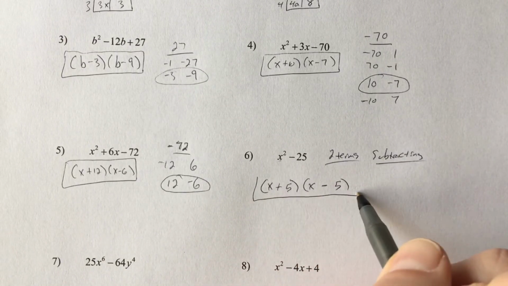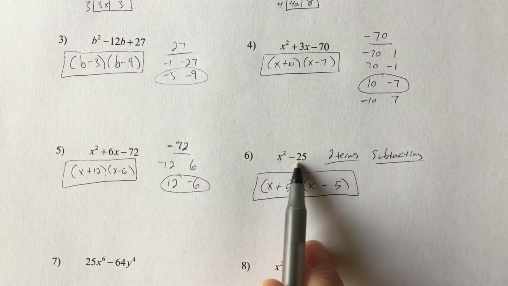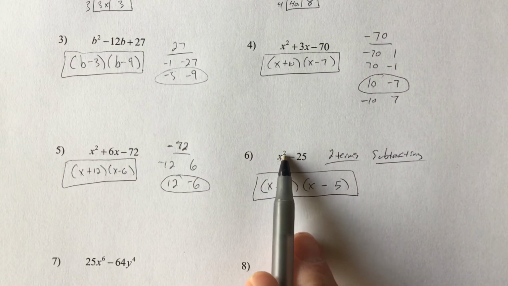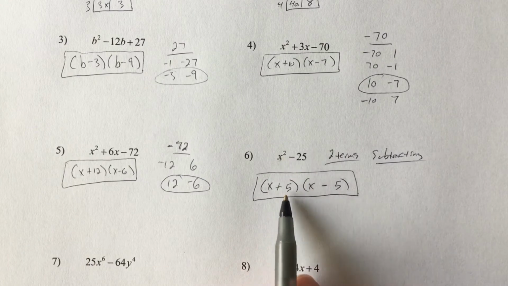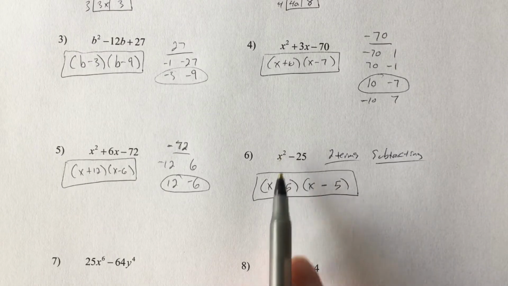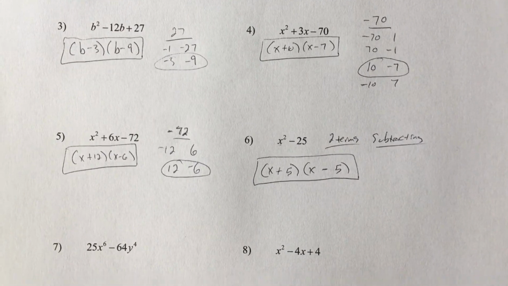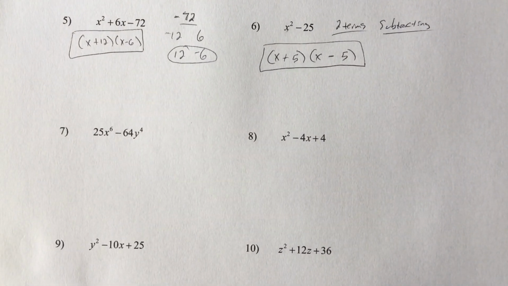Now you can think of this the same way we've done the other ones, and that is what multiplies to equal negative 25 and adds to equal 0, because there is no middle term here. And that means that 5 and negative 5 have to be opposite so that they cancel each other to give us that 0 in the middle. Okay? So again, just an old concept. Number 7 is another one like that.